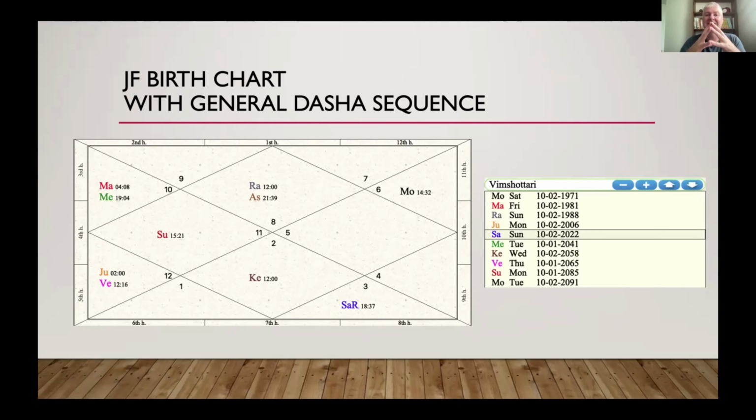We need to know who is the ruler of that bhava, Lagna. So the Lagna is in Scorpio, and I know that the Scorpio ruler is Mars. So I'm going to look at Mars, and I'm like, is there any relationship between Mars and Saturn? And the answer is yes, there's quite a big relationship because Mars is in the rashi of Saturn, in Capricorn. So that's a sort of hit.